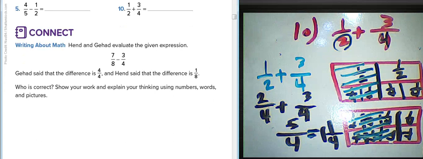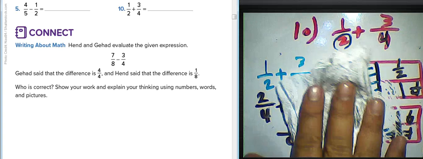Writing about math. Hind and Jihad evaluate the given expression, 7 over 8 subtracted by 3 over 4. Jihad said the difference is 4 over 4, and Hind said the difference is 1 over 8. Who is correct? Show your work and explain your thinking using numbers, words, and pictures.